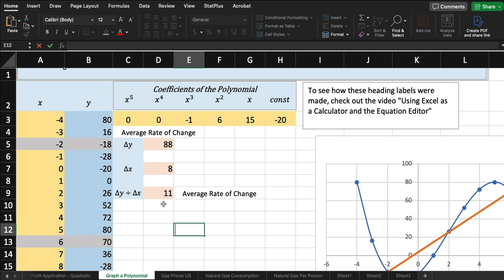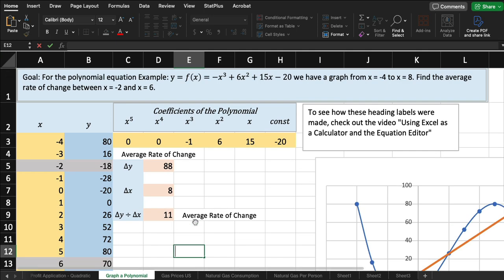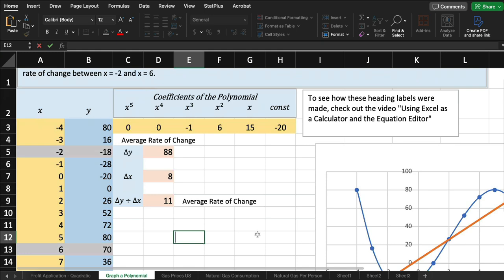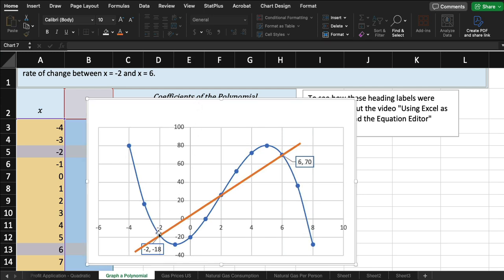So that is my answer to the question. Find the average rate of change between x equals -2 and x equals +6, and the answer to that is 11. So that means that y is increasing on average by 11. It's going up 11 for every time that x increases by 1. Y is going to increase by 11 on that, just on that interval, on average.